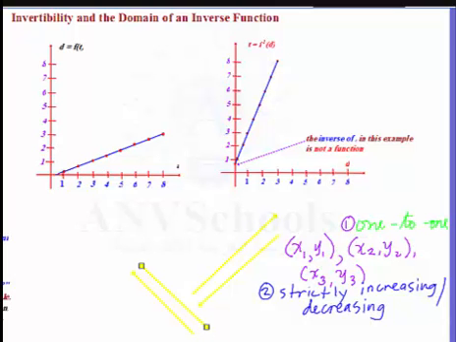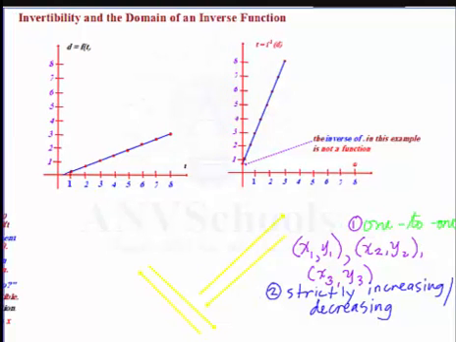As you can see, in this sketch of the graphs of some lines, this is notably increasing. This is also increasing. If we take the full length of a line here, these two are just the same. At the same time, this is strictly decreasing. So this is the second condition for functions to be invertible.